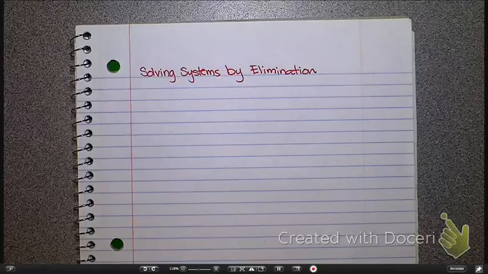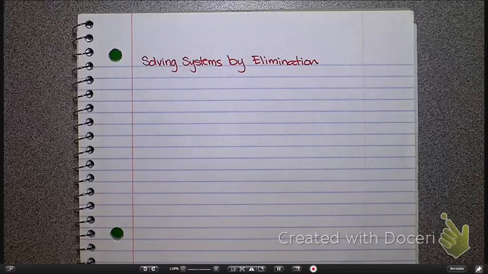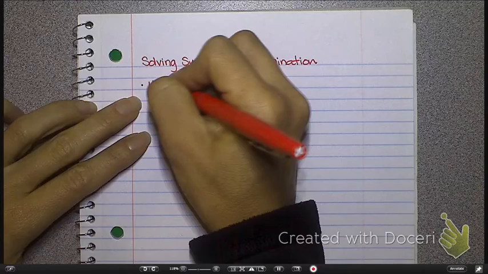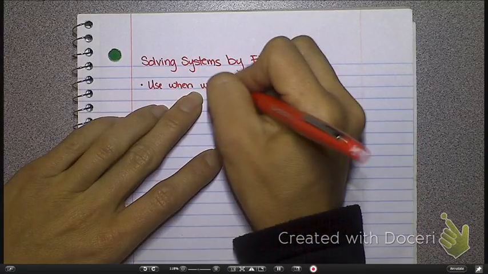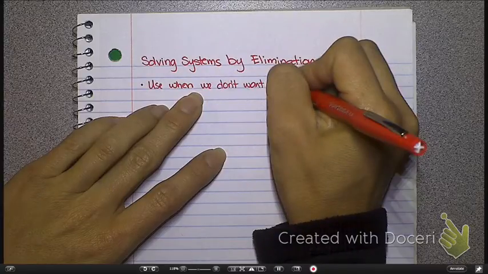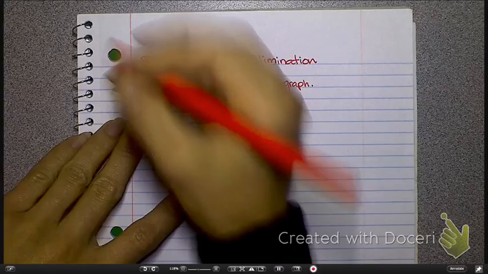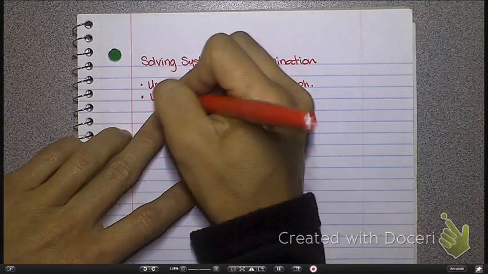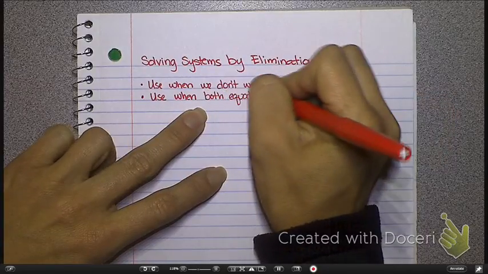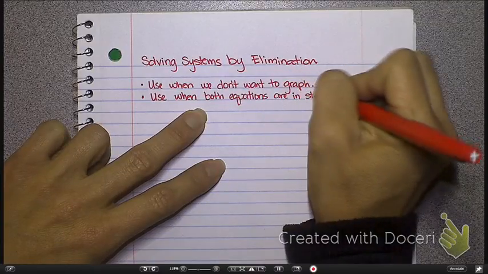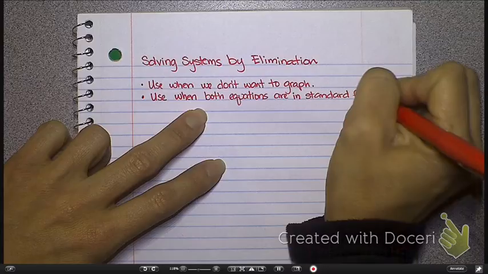Okay, so today we're solving systems by elimination. We're going to use this method when we don't want to graph. We also tend to use this method when both equations are in standard form. Okay?